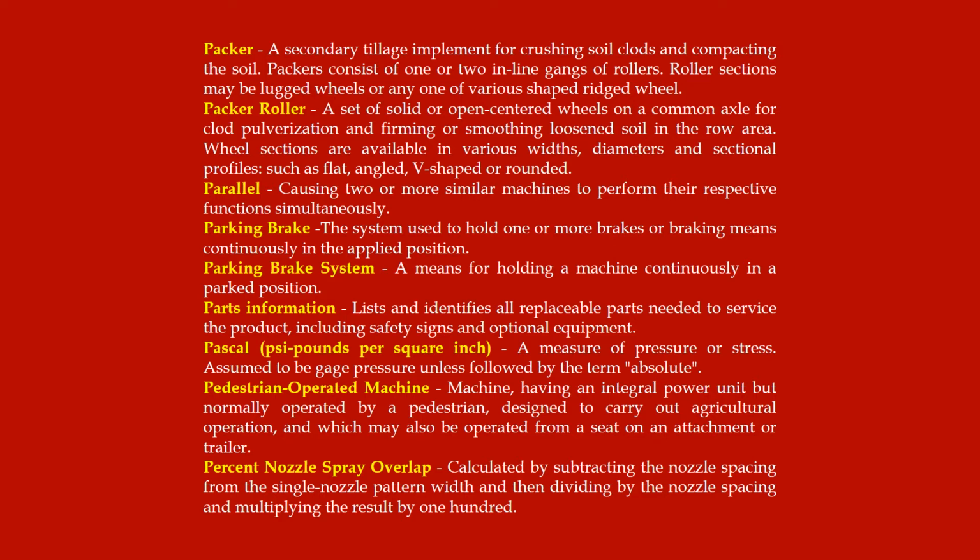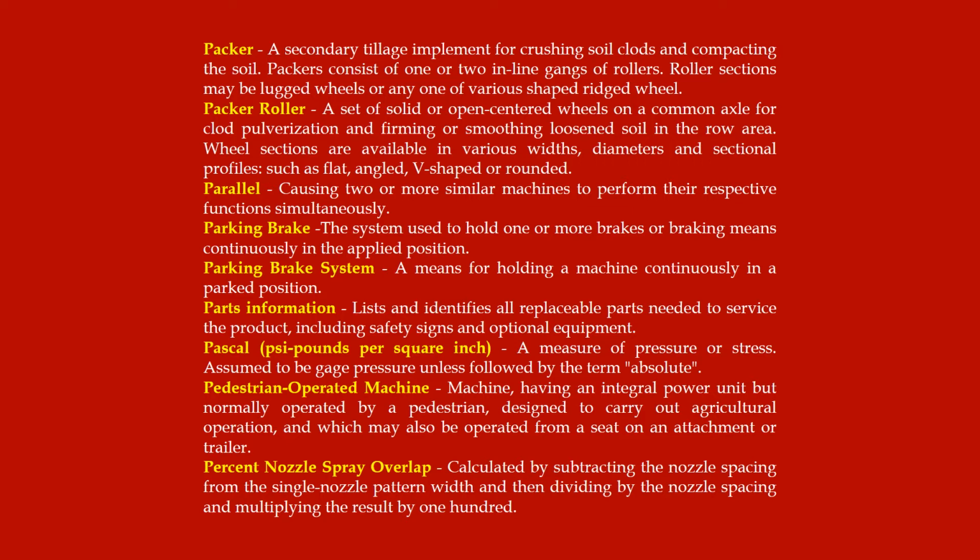Pascal (psi), pounds per square inch: a measure of pressure or stress. Assumed to be gauge pressure unless followed by the term absolute. Pedestrian operated machine: a machine having an integral power unit but normally operated by a pedestrian, designed to carry out agricultural operations, and which may also be operated from a seat on an attachment or trailer.